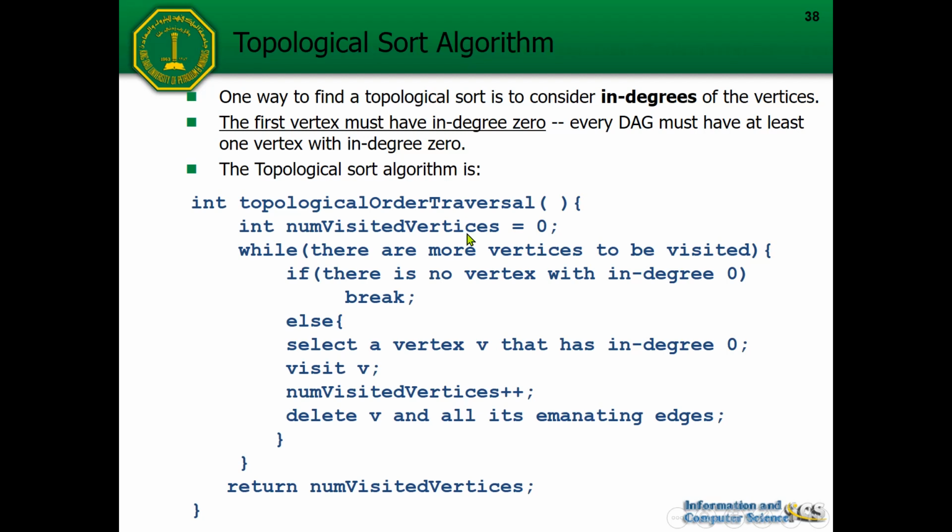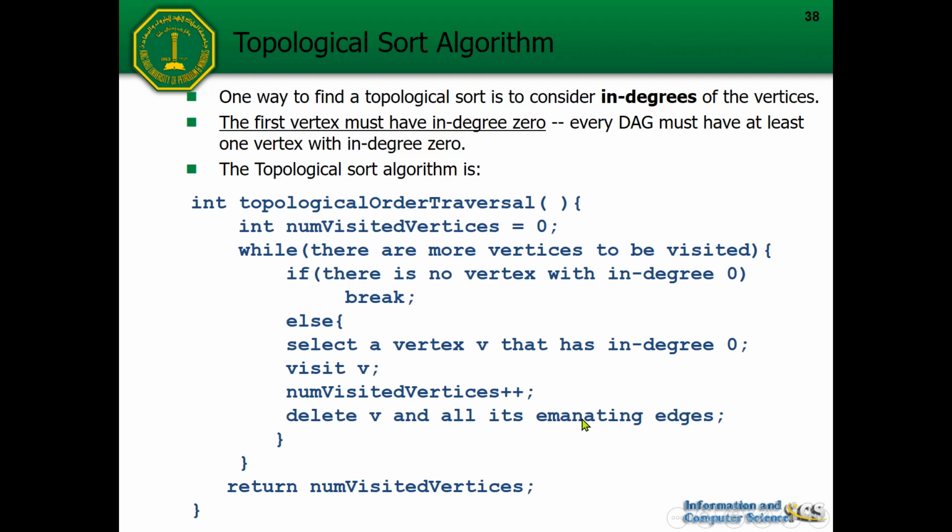The topological sort algorithm starts by finding the first vertex. To define the first vertex, we need to find the vertex that has an in-degree of 0. That will be the starting vertex. After we find that vertex, we take that vertex to be the first vertex in the topological graph. Then we remove that vertex from the original graph, and also its emanating edges.